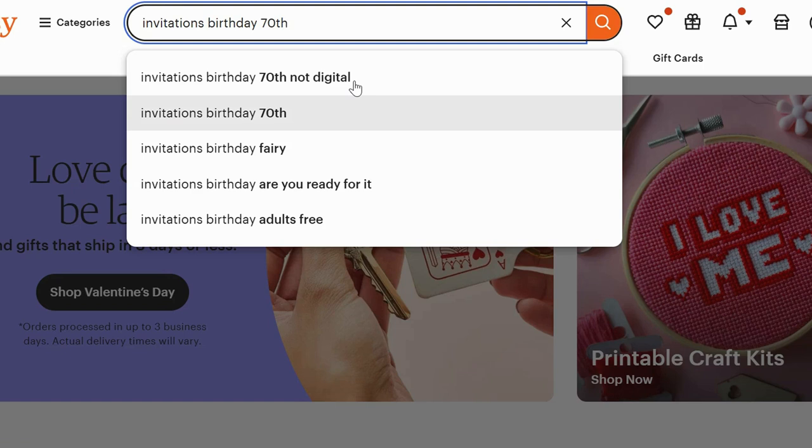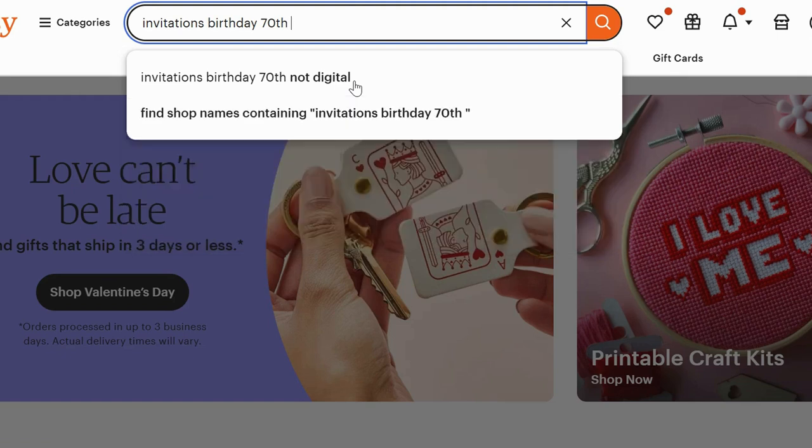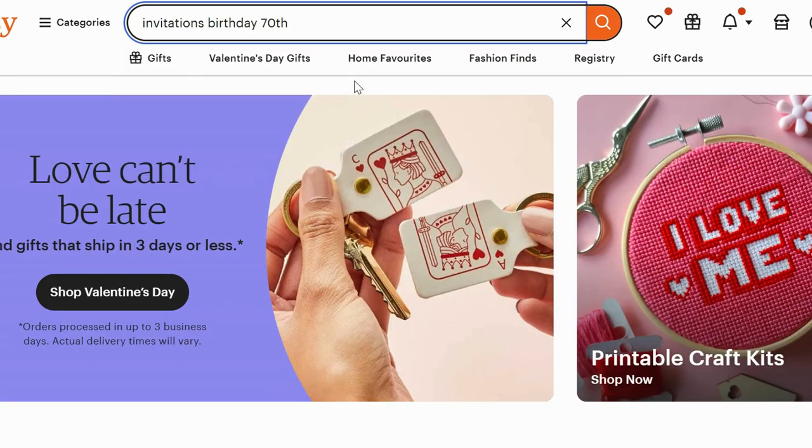For a 70th birthday, it might be that the celebrant has a color code. Maybe all their invitations, they want to be a color palette of gold and black or blue and white. We can search that by adding a space and seeing if anyone has looked for a particular color code. We can't see that there. So then what we do is we click enter.